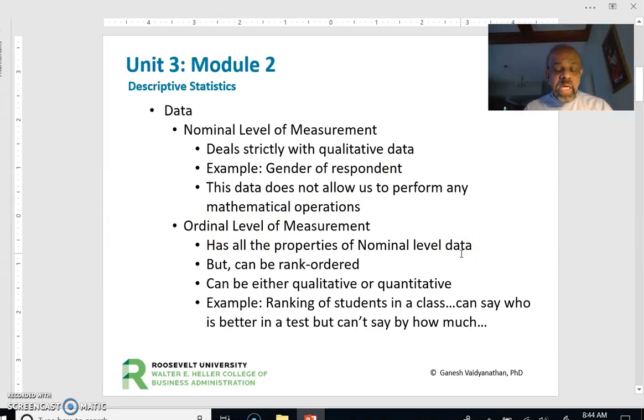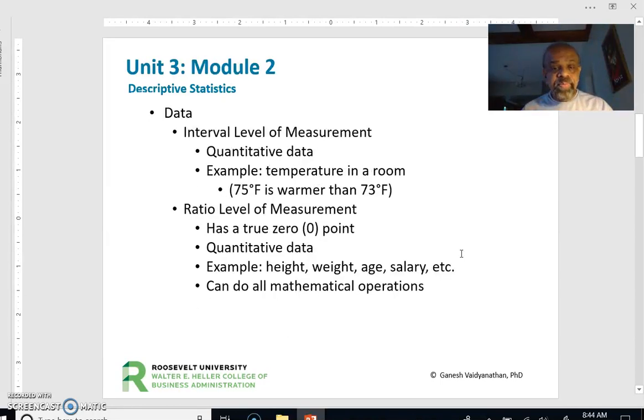So I can say that maybe the first student came with an emphatic yes. The second student came with a yeah, yes, that kind of a thing. But I don't know what the basic difference is between this emphaticism and this nonchalant way. That I cannot say with the ordinal level. So ordinal level can be rank ordered. It can be qualitative or quantitative, but I wouldn't know how much the differences are in ordinal level. The third level is the interval level.